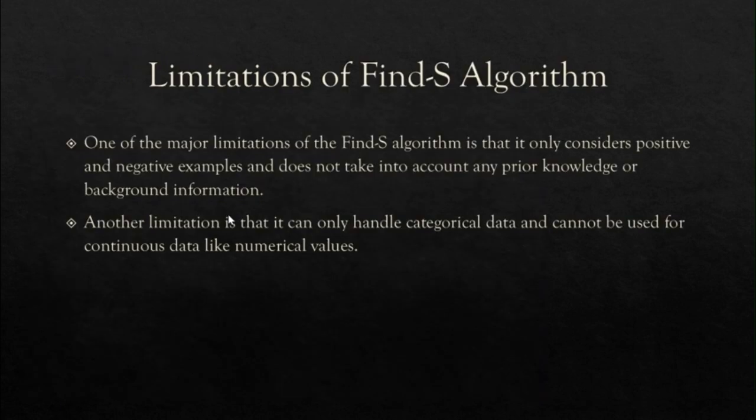Coming to the limitations of Finder's algorithm, one of the major limitations of the Finder's algorithm is that it only considers positive examples and does not take into account any prior knowledge or background information. Other limitation is that it can only handle categorical data and cannot be used for continuous data like numerical values.